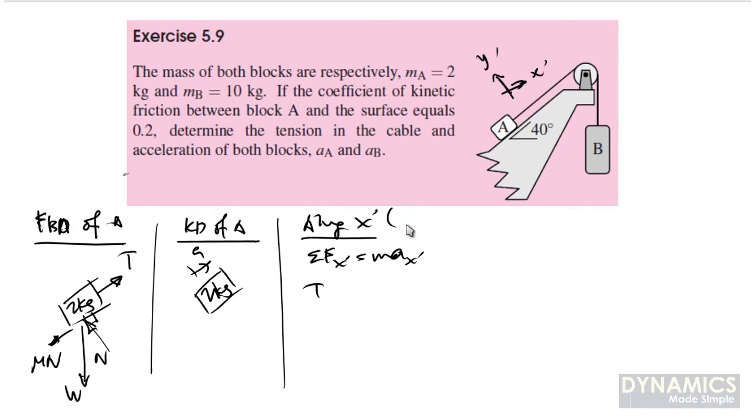To be more precise, this is positive along this direction. So we have T minus mu N. The angle here will be equal to 40 degrees, based on the angle of this slanted surface here. This will be equal to 2 times A x dash, which is our A.